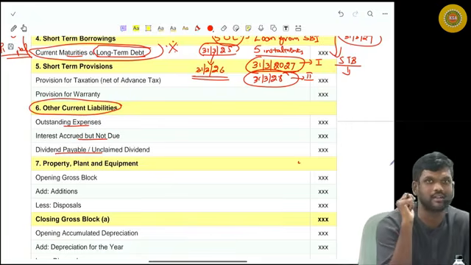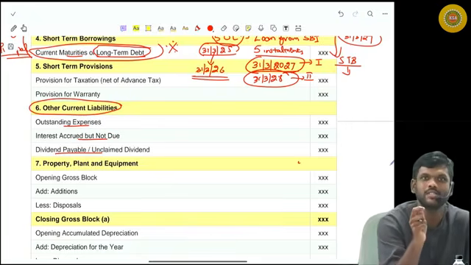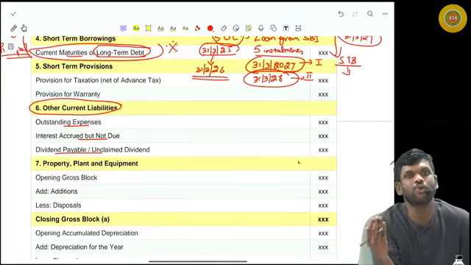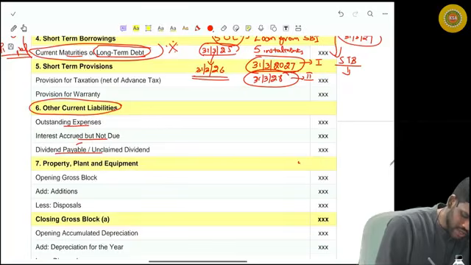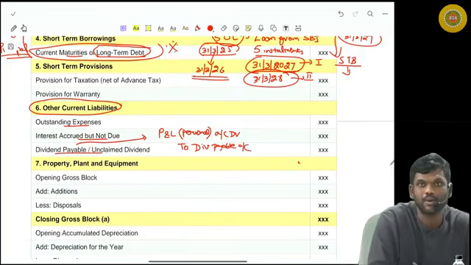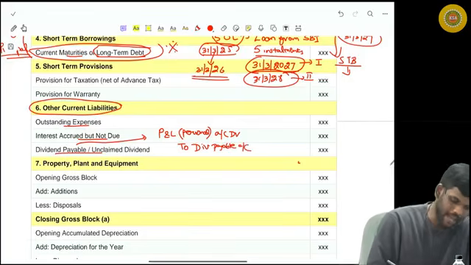Sir, what is the difference, sir? Dividend payable is when you have declared the dividend but you are yet to pay it to your shareholders. The journal entry for this is: P&L appropriation account debit to dividend payable account.